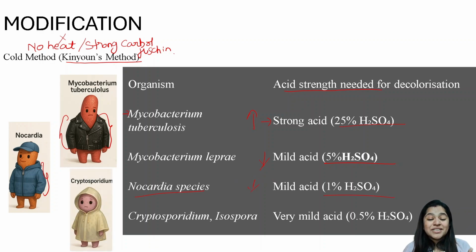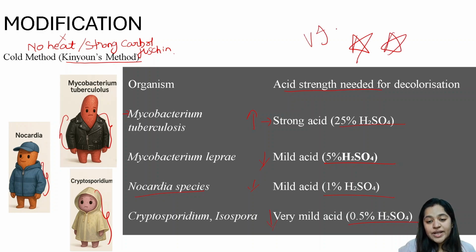And for Cryptosporidium and Isospora, they have such a thin layer of mycolic acid. What will happen in that case? They will have a very mild acid tolerance, that is 0.5% H2SO4. This chart is extremely important, very important. The concepts are repeated many times.